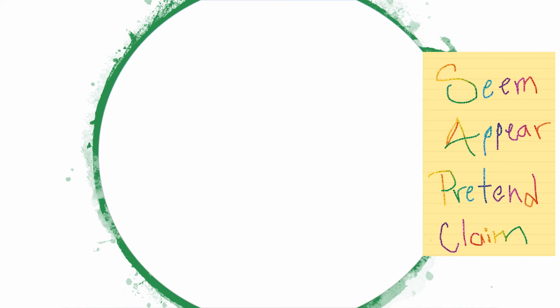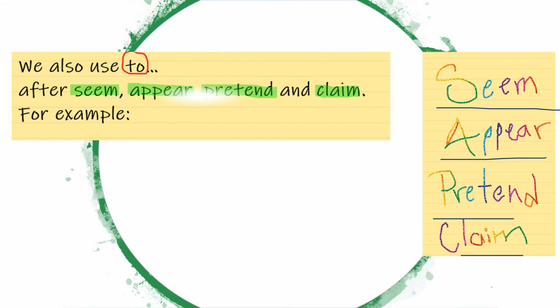All right. Now this is getting kind of messy, kind of thick, but look at this. Don't worry. Go step by step, following these videos. You will get it. We have these verbs, for example, seem, appear, pretend, and claim. So be very careful. We also use to after seem, appear, pretend, and claim. You can see all of these verbs right here.